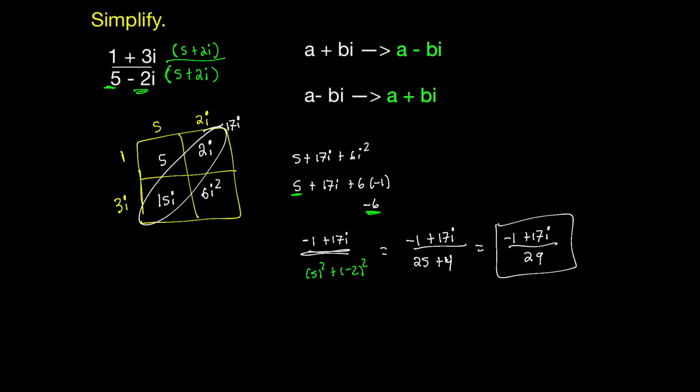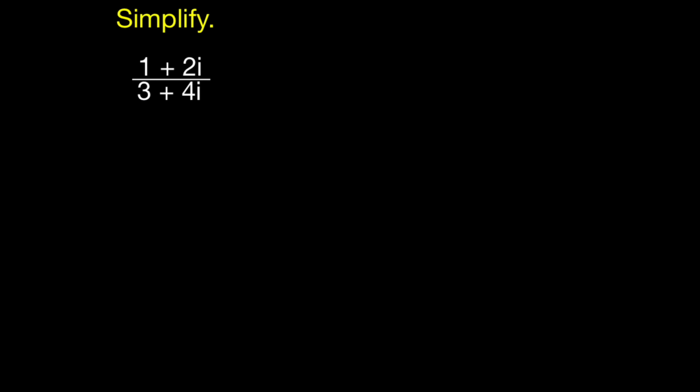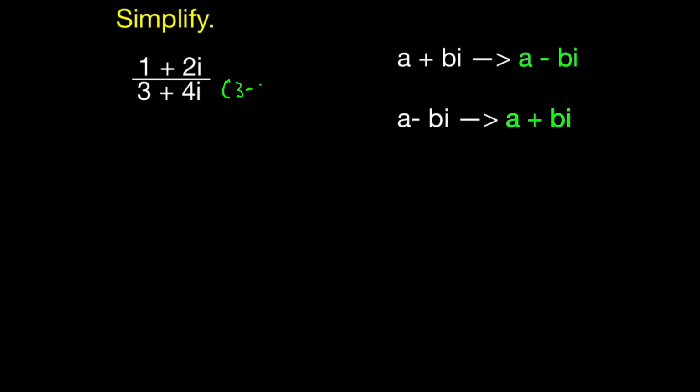Let's check out another similar problem. Here the denominator is of the form a plus bi, so we're going to have to multiply by the conjugate a minus bi. And in this case, the conjugate of 3 plus 4i is 3 minus 4i. We're going to multiply the numerator by the same quantity. And let's begin with combining the two complex numbers on the numerator.